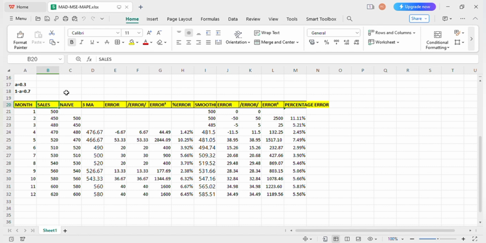To find the naive, we write the actual sales of the second period down to the third period, and so on. That's the principle of how we find the result of naive. So for the 11th period, the 12th period gets 600, because the 11th period must be written down to the 12th period.